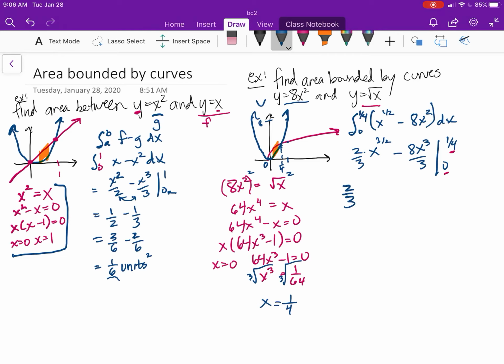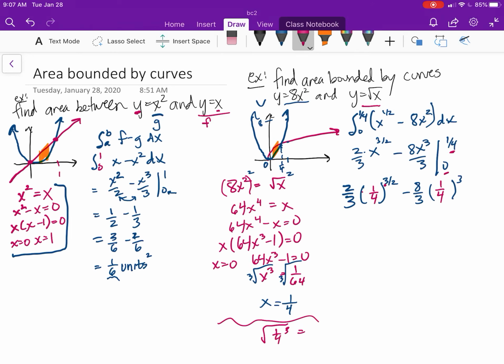We have 2/3 times 1/4 to the 3/2 minus 8/3 times 1/4 cubed. Okay. 1/4 to the 3/2. Let's think of that off to the side. We'll do it down here. So 1/4 cubed, square root. Right, the 1/2 is the square root. The 3 in the numerator is cubed. Okay, either order works, right?